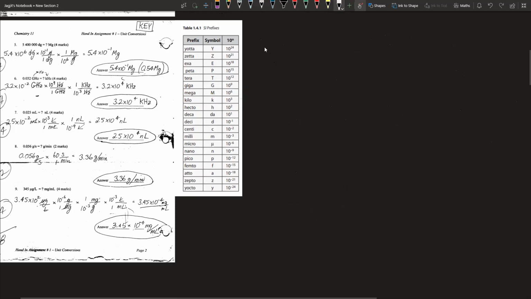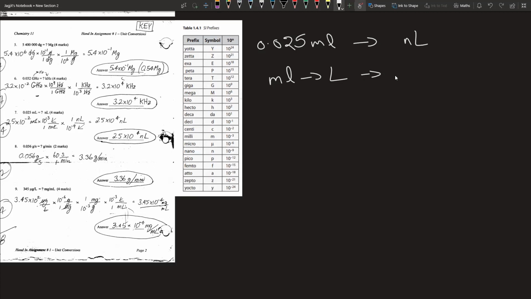In the next question, they've given me 0.025 ml, milliliters, and they want me to convert it to lowercase nl. That's called nanoliters. Okay, so again, we cannot go from one non-regular to another. We have to go from milliliters to regular, which is liters, and then we'll go from liters to nanoliters. Okay, so what do we have? We have 0.025 ml.